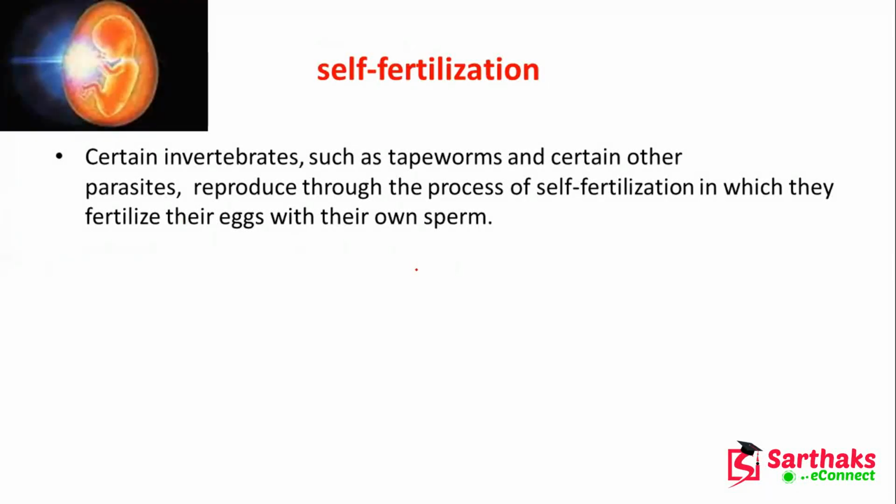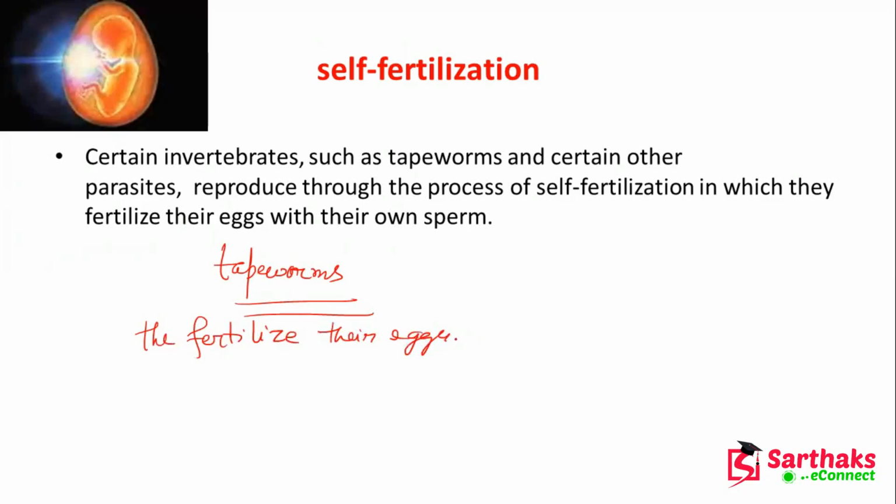So, self-fertilization. Certain invertebrates such as tapeworms, and certain other parasites also, reproduce through the process of self-fertilization. What happens in this? They fertilize their eggs with their own sperm. So that is self-fertilization.